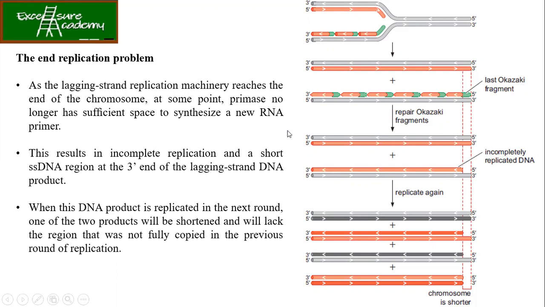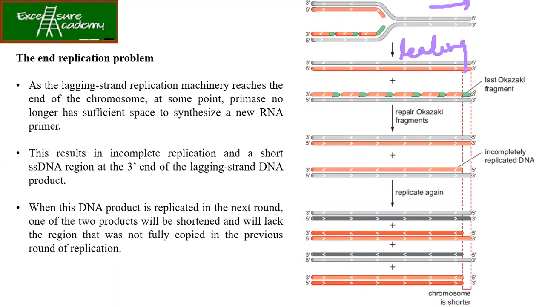Because of this, there will be incomplete replication, and a short stretch of single-stranded DNA will remain at the end of the lagging strand DNA product. Okay? So you can see over here. If you see in the figure, your replication fork is moving over here. Then what happens? One is your leading strand, and the other is your lagging strand.